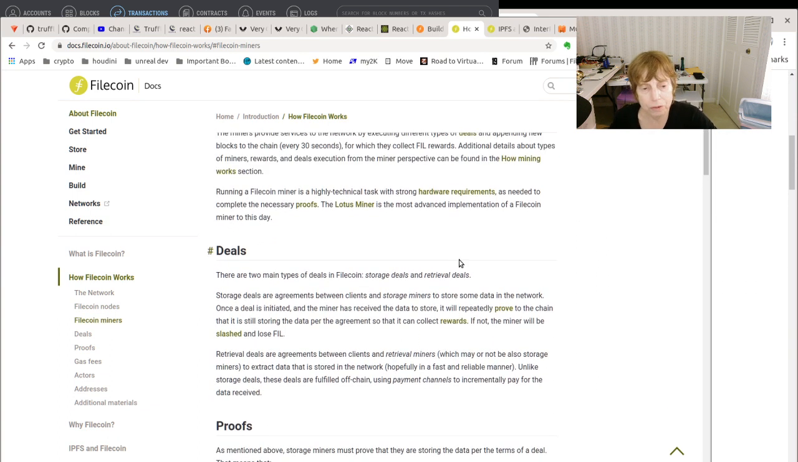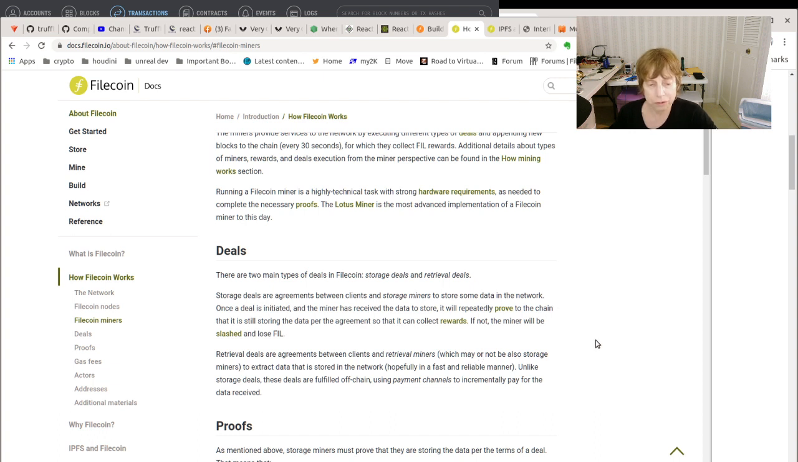So there are two kinds of deals. Storage deals, like we mentioned, you make an agreement to store data on the network. Once the deal is initiated, the miner receives the data, and what's interesting is they repeatedly have to prove that they're still storing the data as they should in order to get the Fil. If they don't, they lose Fil.